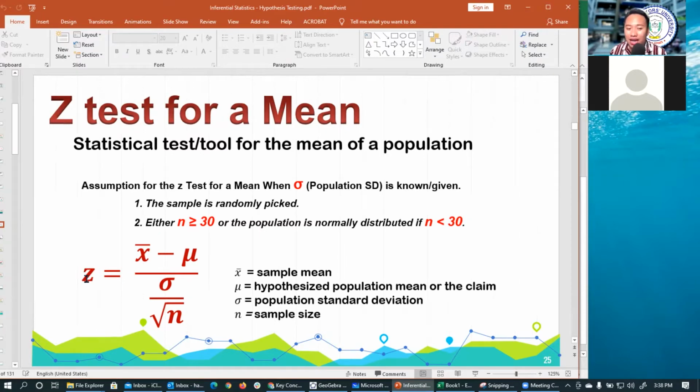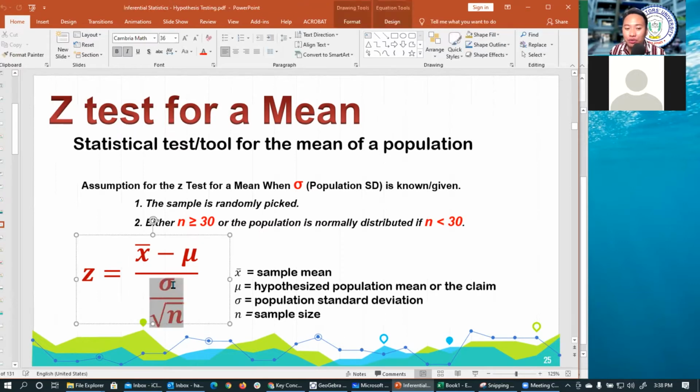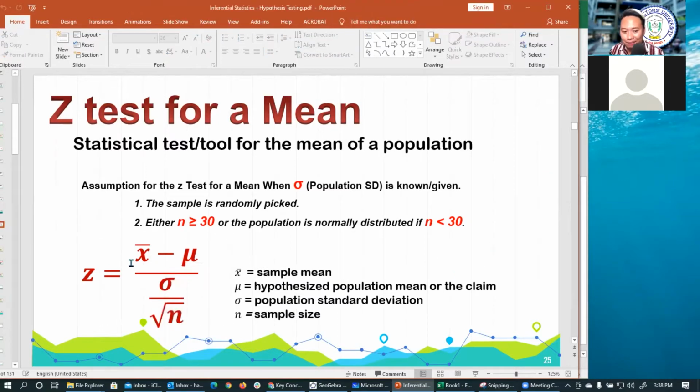And this is the formula that you see here. Z equals sample mean minus population mean over the standard deviation all over the square root of the sample size. The n here is the sample size. And I hope you're familiar with this formula, guys. This is actually the formula for the central limit theorem that we covered last time. Okay? So again, when to use z-test? That's when the population standard deviation is given or known. The sample is randomly picked, and the sample size should be greater than 30 or not. If it's not greater than 30, the population is normally distributed. So those are the requirements for us to use the z-test to do hypothesis testing.